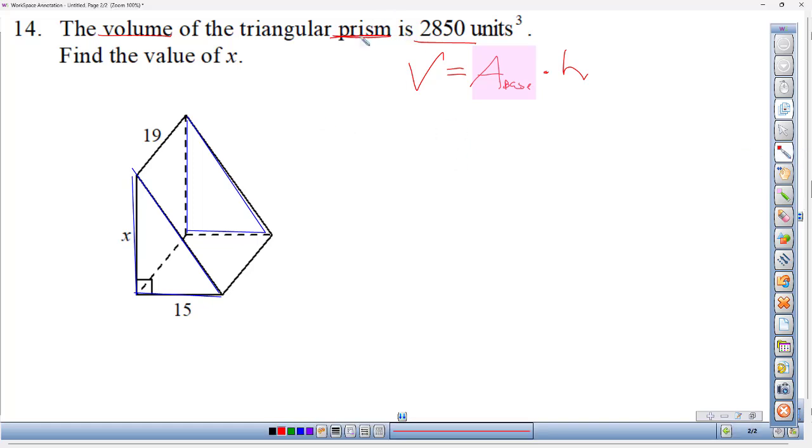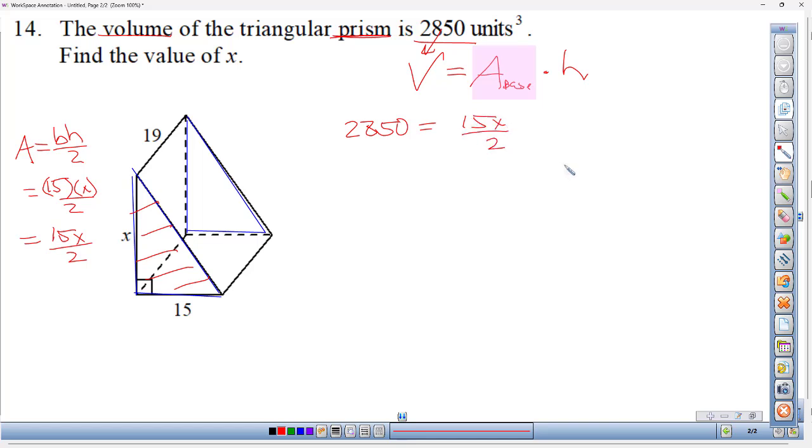So here we go. Let's start dropping things in. If they gave me the volume, I'm going to put it in. 2,850 is equal to, how would I do the area of one of these triangles? Well, the area is equal to base times height divided by 2. In this case, I'm going to be multiplying 15 times x, but I still have to divide by 2. That all comes out to 15x over 2. So I got 15x over 2. And now I need to multiply by the height.